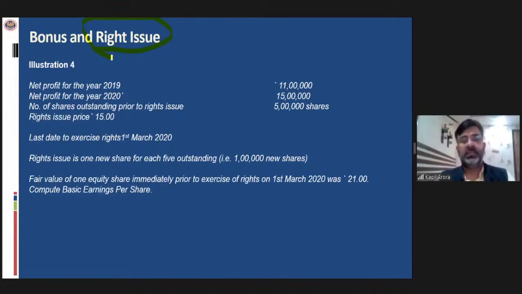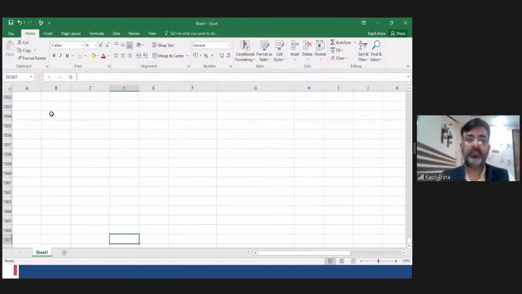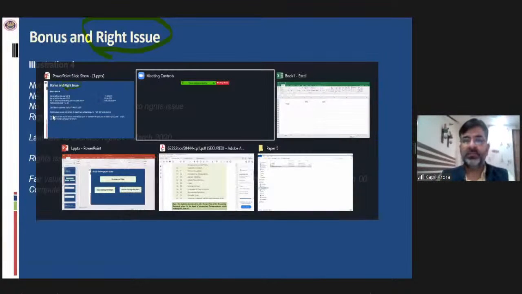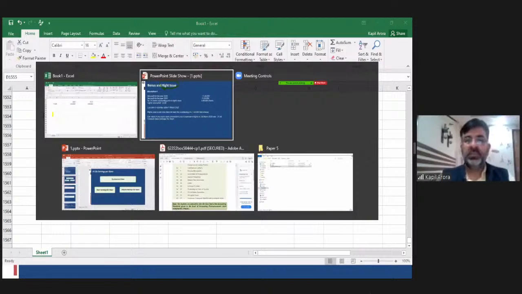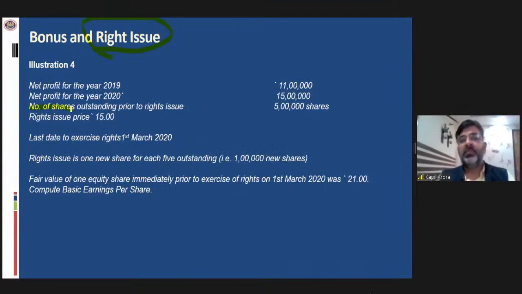Now coming on to this, we are talking about right issue. Now what is happening with the right issue? First of all, we have been given profit for previous year 2019 and profit for 2020. So 2019 profit is given as 11 lakh and 2020 as 15 lakh. Now the number of shares which were there prior to this was 5 lakh shares.